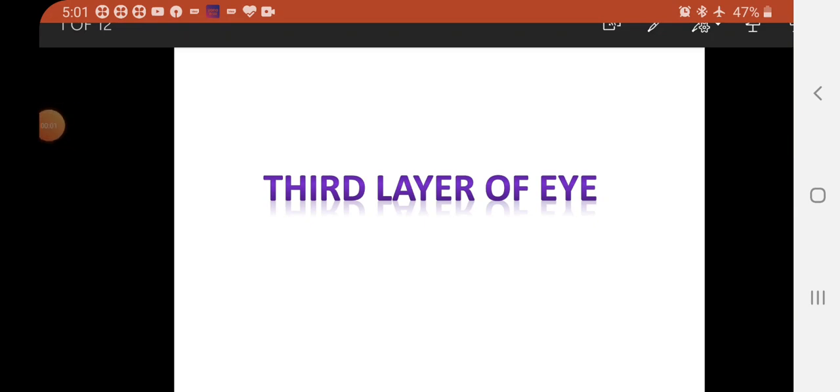Yes, today we are going to discuss the next chapter, that is the third layer of the eyeball. The eyeball is divided into three layers. One is the outermost layer, the fibrous layer. The second layer is called the vascular layer. The third layer is called the retina or nervous coat. Among them, the first and second layers we have already completed. Today we are going to discuss the third layer of the eye, that is the retina or nervous coat.